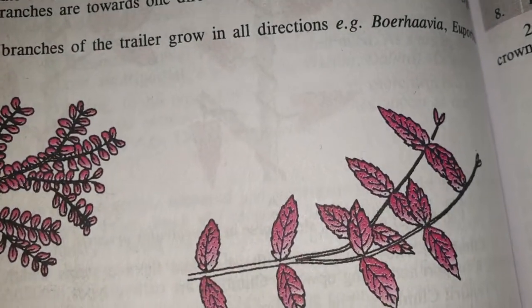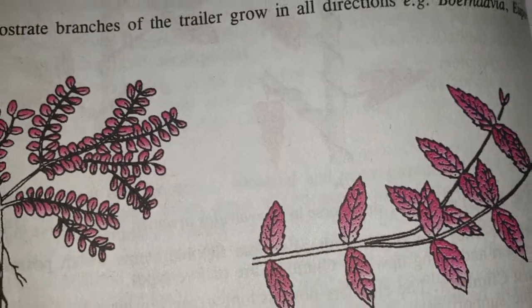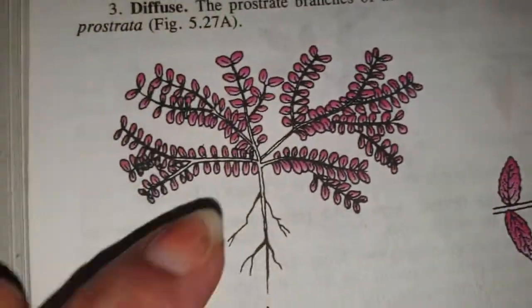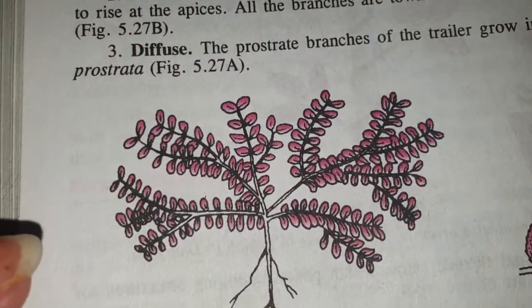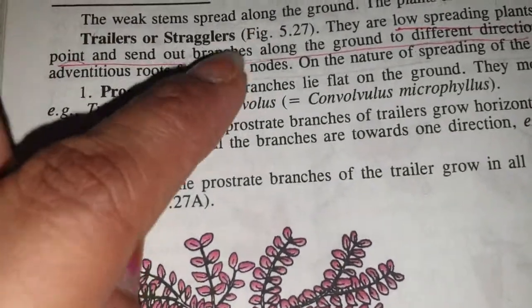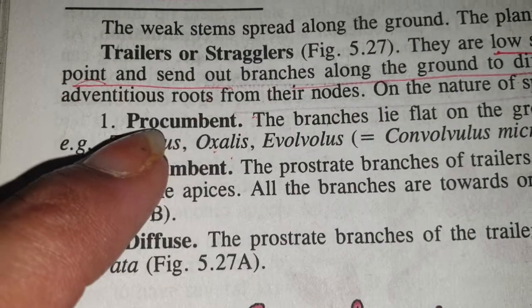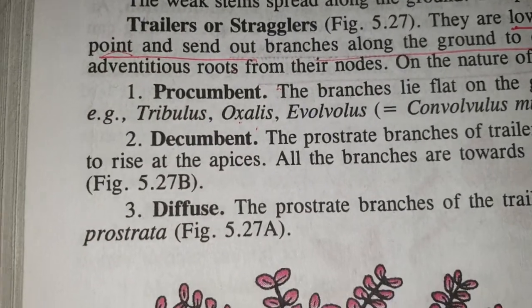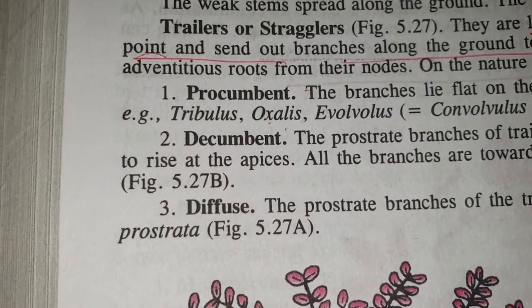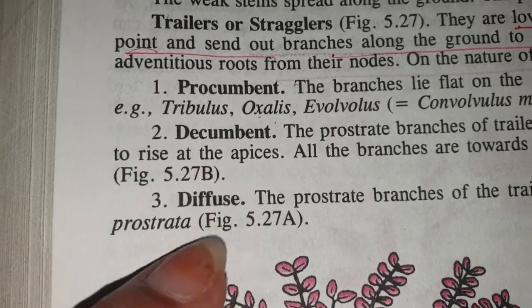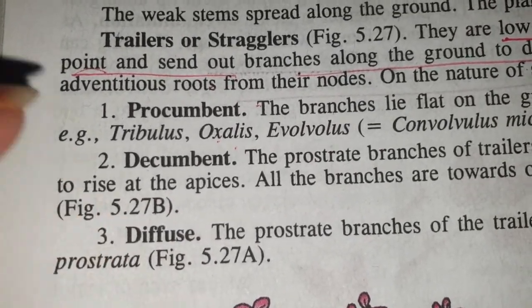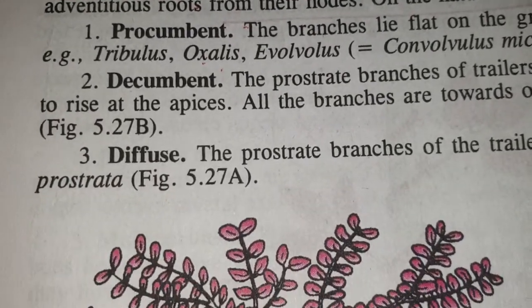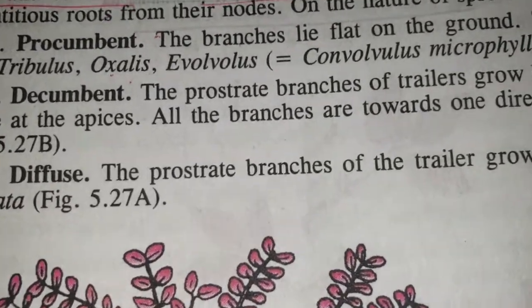This is called the decumbent. And diffuse means the structure which will start branching in all directions. Okay, procumbent, it branches only in one direction. Decumbent, it will move and raise its apex. Diffuse, that means it will branch in all directions. Okay, these are all the trailers. Then next we come to the runners.